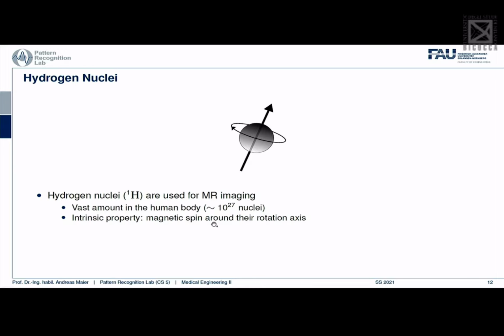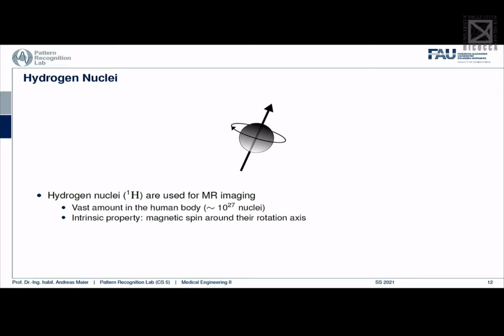Other nuclei that can resonate, which we have in the body, is fluorine, fluorine 19, but that's something of which we have, I don't know, like 10 to the 20, so much less than 1 million times that.